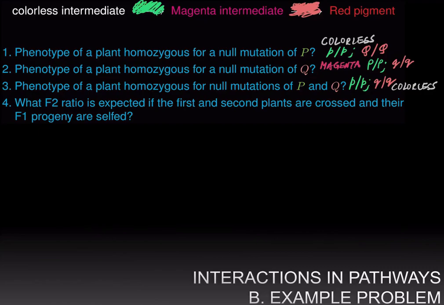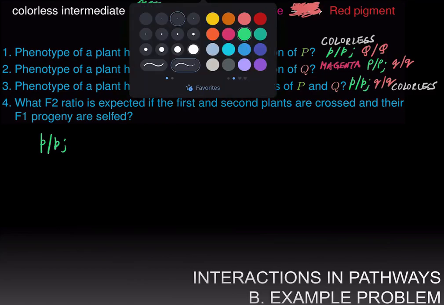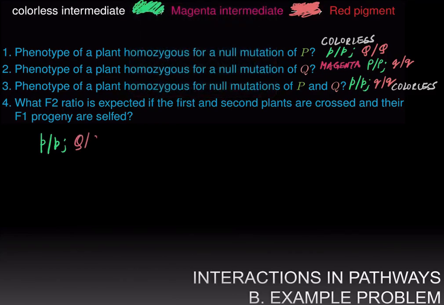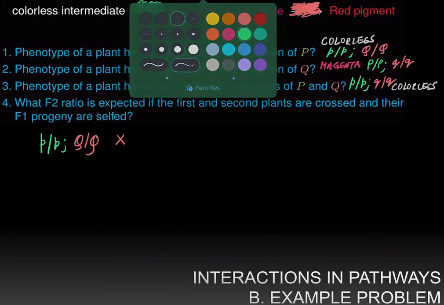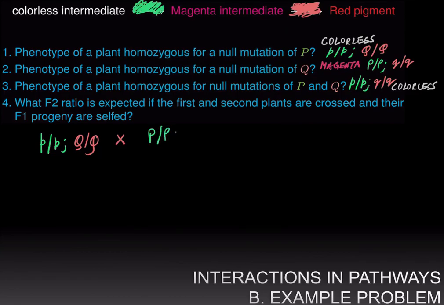Okay. And lastly, we are asked what F2 ratio is expected if the first and second plants are crossed and their F1 progeny are selfed. And so our cross is the first individual, little p over little p, big Q over big Q, and we are crossing them to an individual who is big P, little q, little q.